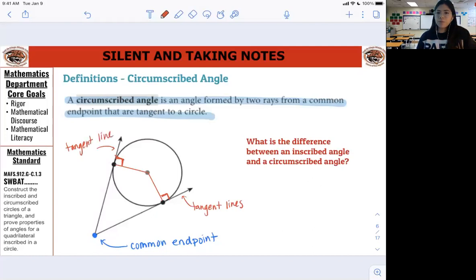So when you have two tangent lines from a common endpoint, we get our circumscribed angle. Ooh, good point. Good point, Perla. We're not going to talk about dilations this week, but we will next week.